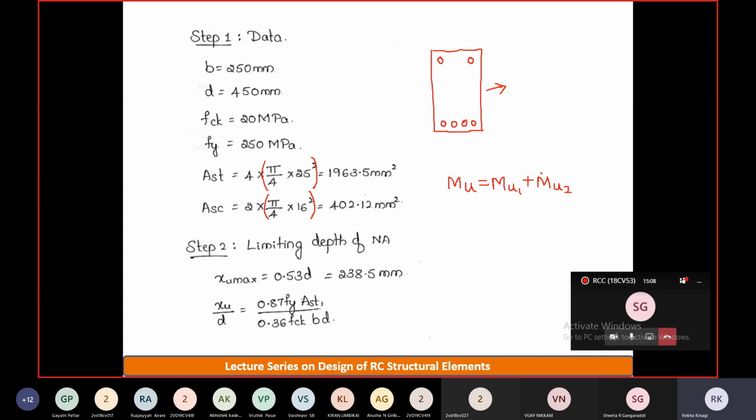And what is Mu2? Mu2 is the moment carrying capacity of the steel beam, which we are going to consider as the second section. Already we have discussed this in the previous session.